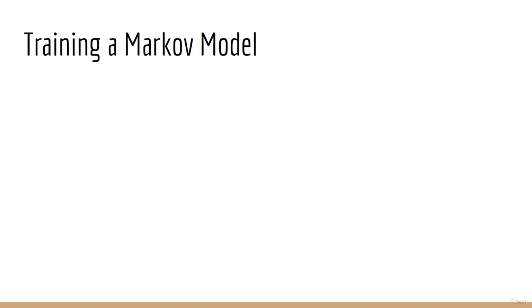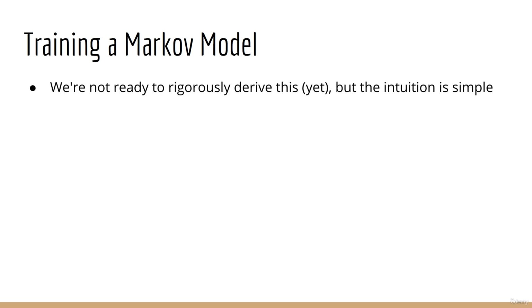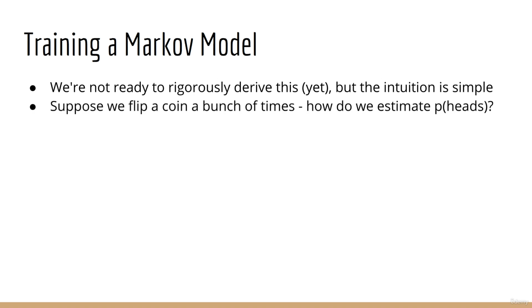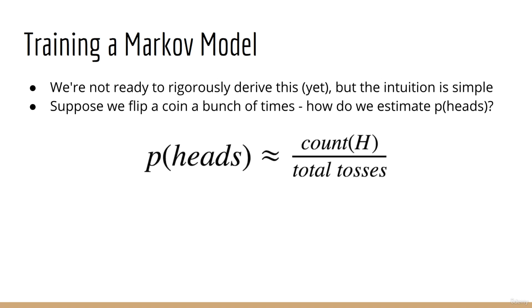Okay, so the next question we want to answer is, how do we train a Markov model? Now, to fully derive this rigorously takes some work, so for now, we'll only discuss the intuition. But the intuition is very easy to understand. In fact, it requires nothing but counting. So to begin, suppose that we flip a coin a bunch of times, which is a sequence of heads and tails, and we would like to know, what is our best guess for the probability of heads? Well, we all know the answer to this question. It's the number of heads divided by the total number of coin tosses.